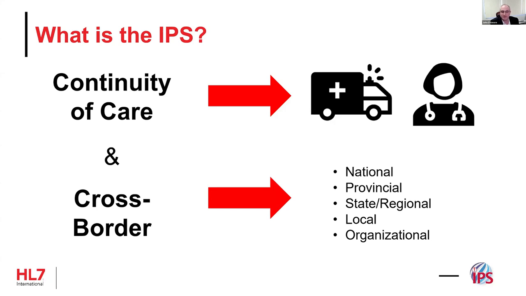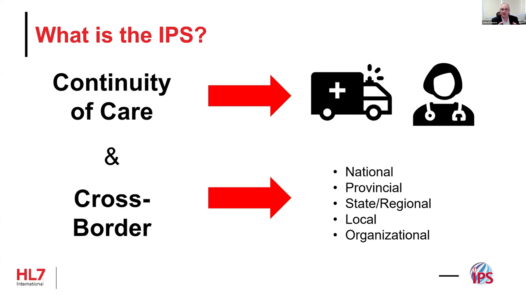Graham Grieve, who's one of the founders of FHIR, Fast Healthcare Interoperability Resources, I think has a great saying that a border starts at your front door. So borders can be national borders, they can be regional borders, state, provincial, other types of local borders, or organizational borders. If you have two hospitals down the street that are using different technologies for electronic health records, that's a border. The international patient summary is applicable in all of these scenarios.